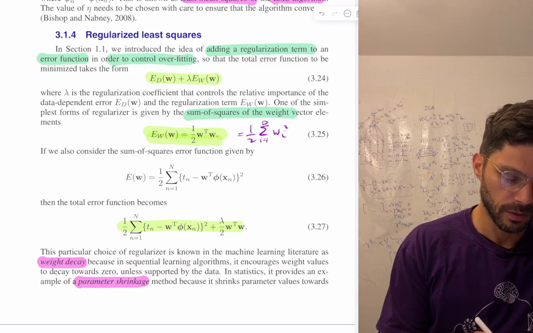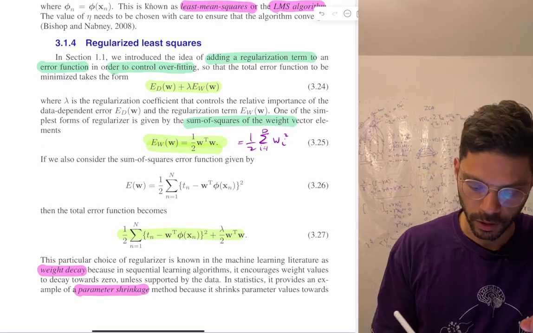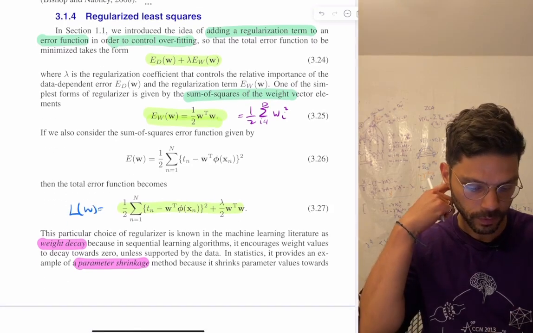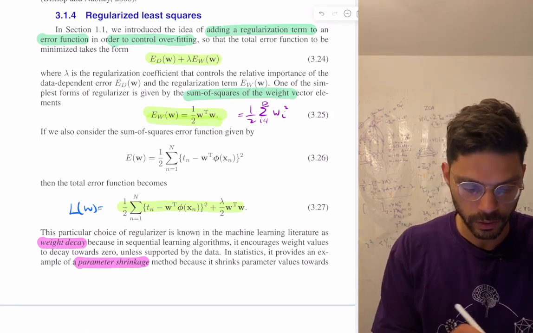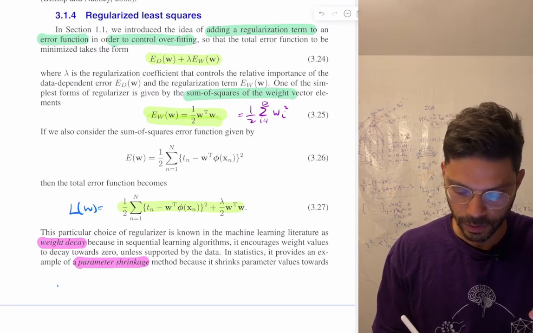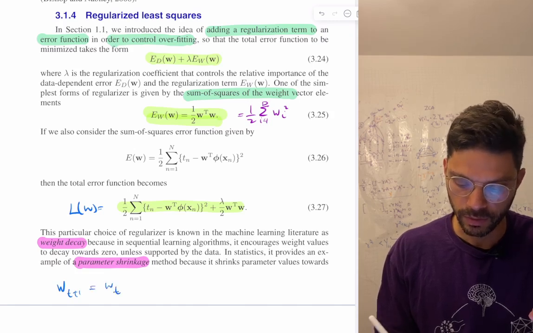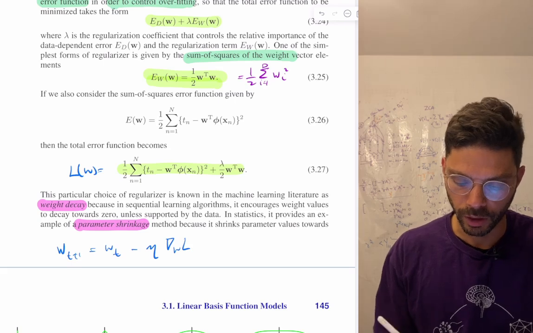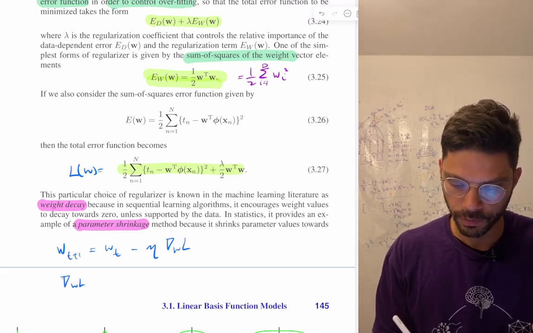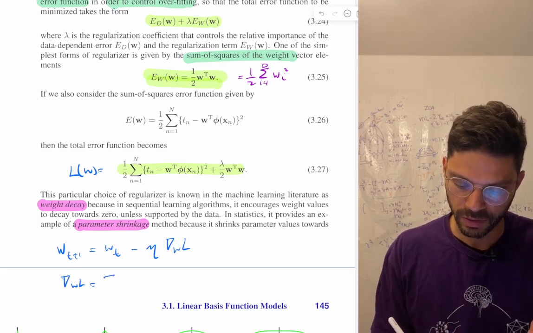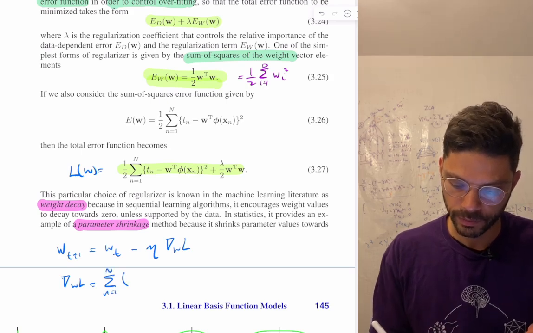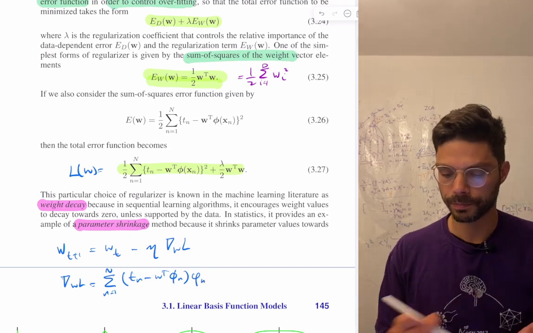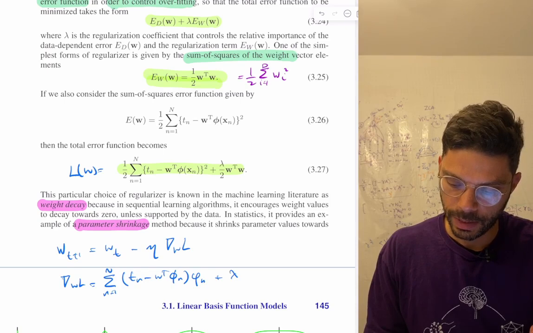So remember, what he's saying here is, let's call this our L of W. And remember how it worked in sequential learning: w at t plus 1 is equal to w at t minus eta times the gradient of L. If we compute the gradient of L, it's going to be the sum over n from 1 to N of t_n minus w transpose phi_n, times phi_n, plus lambda times w.